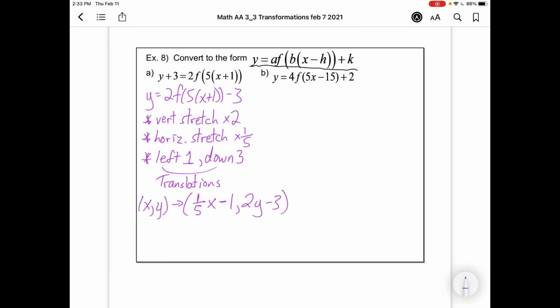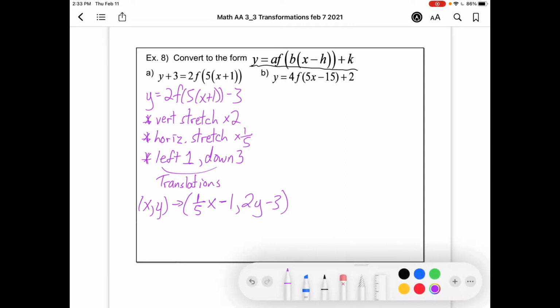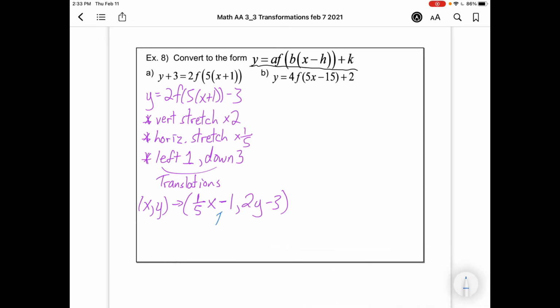Now, some people are going to get annoyed probably at this minus 1 because it looked like a plus 1 over here. But remember that x plus 1 means left 1 unit, so it's going to have the effect on a point that the x value decreases by 1. You could also have thought of this x plus 1 as x minus negative 1, if that helps.